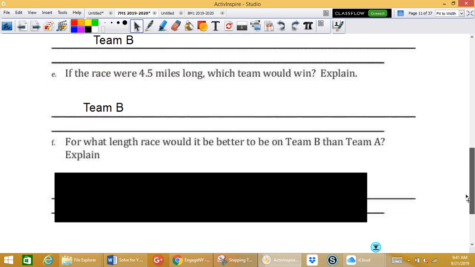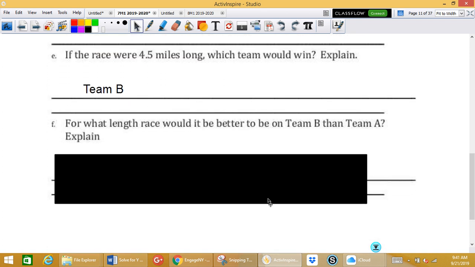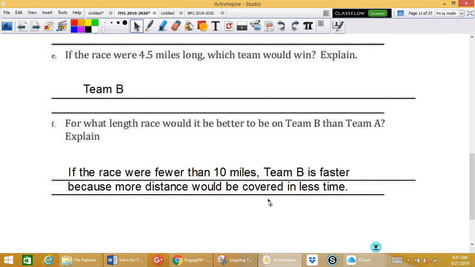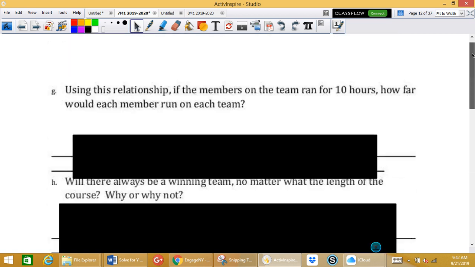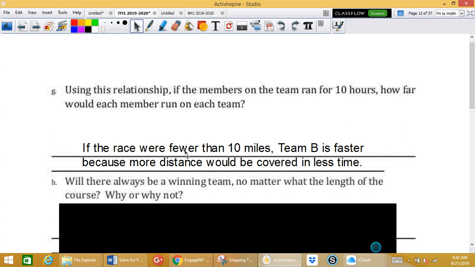For what length of the race would it be better to be on Team B than Team A? If the race were fewer than 10 miles, Team B is faster because more distance would be covered in less time. Using this relationship, if the members of the team ran for 10 hours, how far would each team member run? Oh, this says 10 hours.